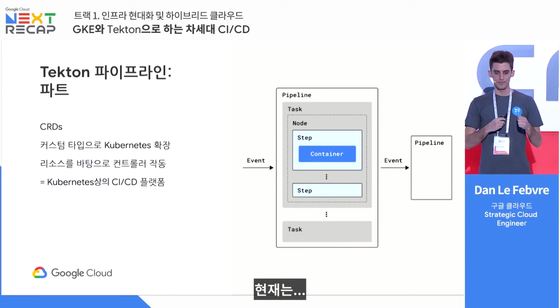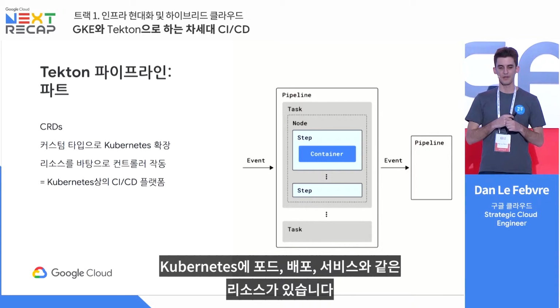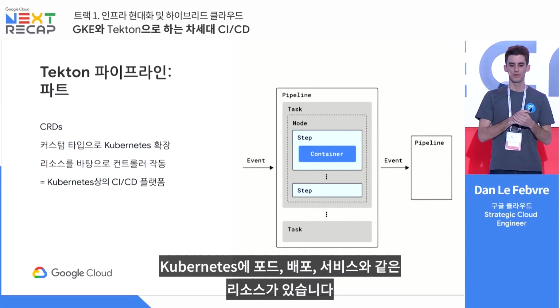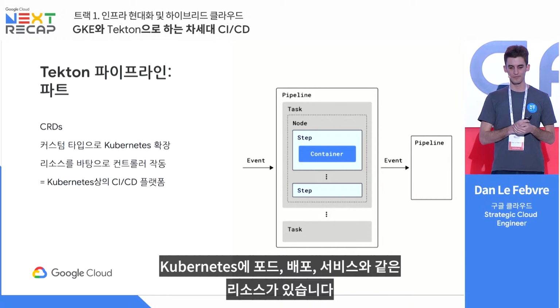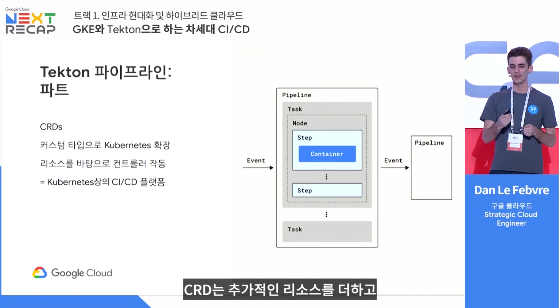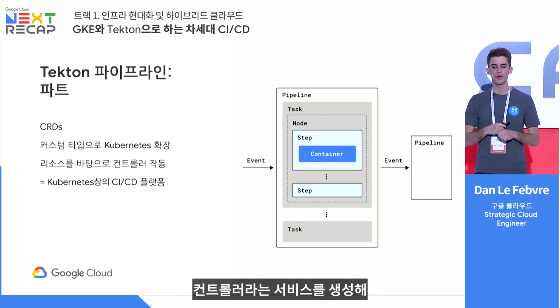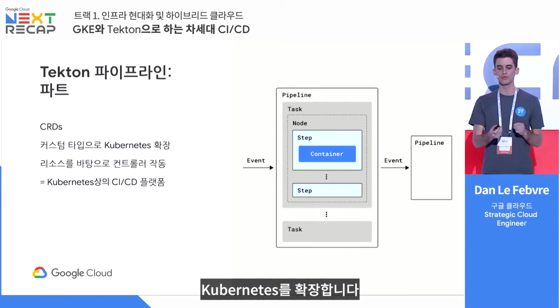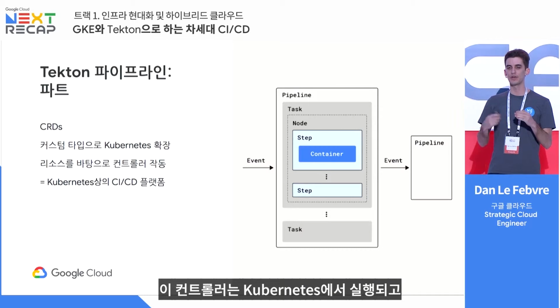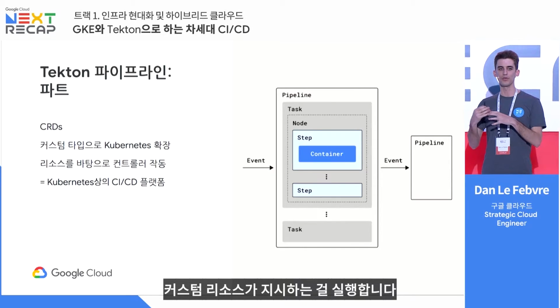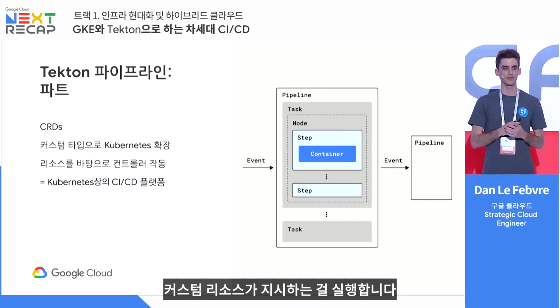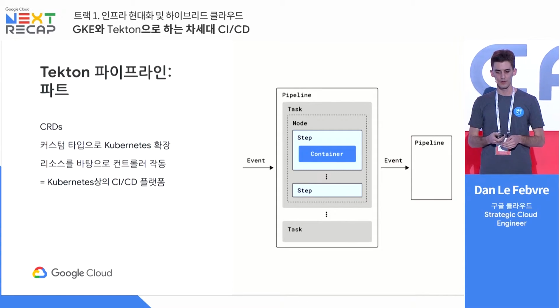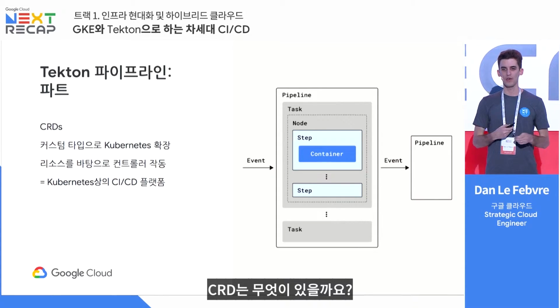At the moment, Kubernetes has resources like pods, deployments, and services. CRDs allow you to extend Kubernetes by adding your own additional resources and creating services called controllers. And these controllers run in Kubernetes and act on what your custom resources need. So what CRDs have we made?